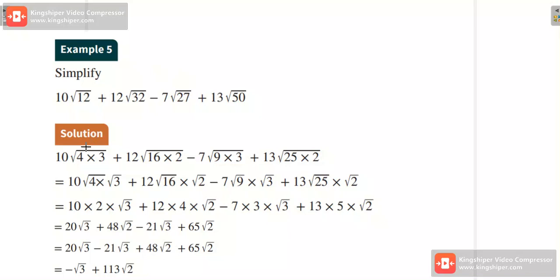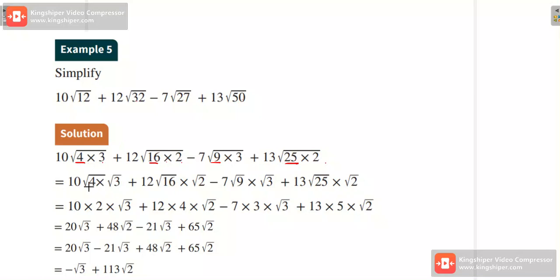Root of 12 can be written as 4 times 3. 32 can be written as 16 times 2. 50 can be written as 25 times 2. Remember that the 25 here, the 9 here, and the 16, also the 4, are all perfect squares. So we can now write them as compound sets by splitting them into 2. Root of 4 times root of 3, root of 16 times root of 2, root of 9 times root of 3, then root of 25 times root of 2.